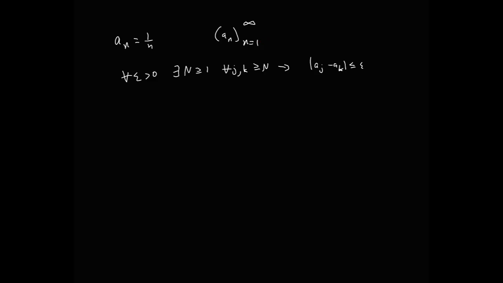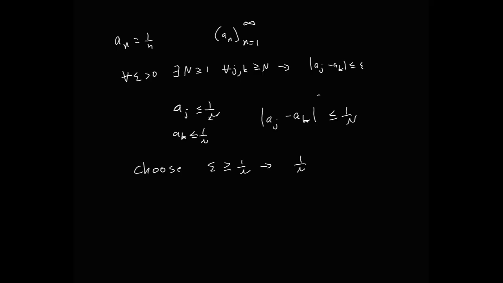So how do we prove this? Well, we substitute what a_n is. So we know that a_j is less than or equal to 1 over n, and we know that a_k is also less than or equal to 1 over n. So therefore the absolute value of the difference is less than or equal to 1 over n. Now that we have this, for every epsilon we want to choose an n, so that 1 over n is less than or equal to epsilon.